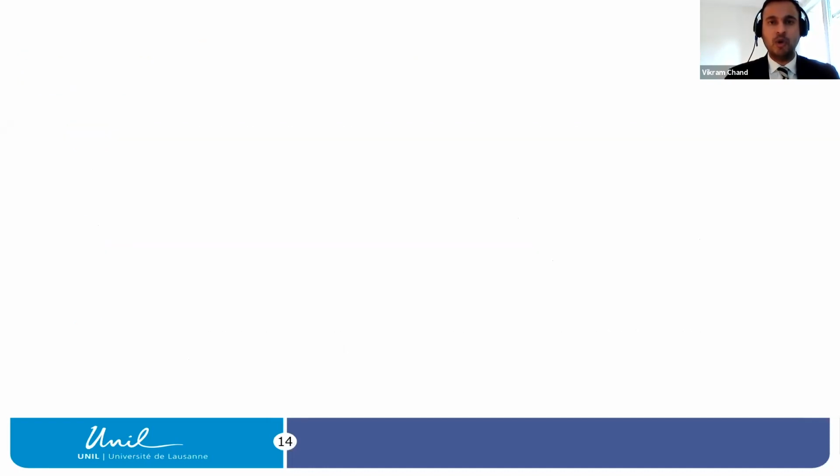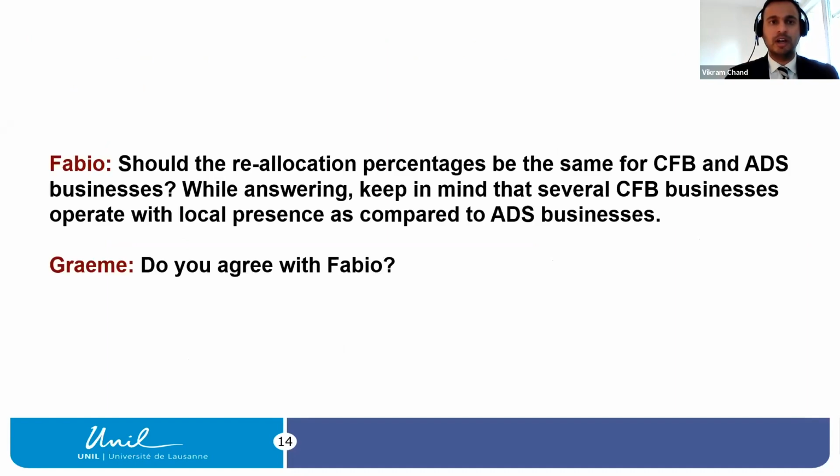But before we show how the reallocation actually works, a couple of questions once again, and I would request the speakers to be very brief in their inputs at this stage. Question to Fabio. Should the reallocation percentages be the same for CFB businesses and ADS businesses? Now keep in mind that when you're dealing with CFB businesses, you have a lot of local presence on the ground, whereas in ADS businesses, you don't have local presence on the ground. And given the fact that you're working with an ADS kind of business, what would your opinion be here?